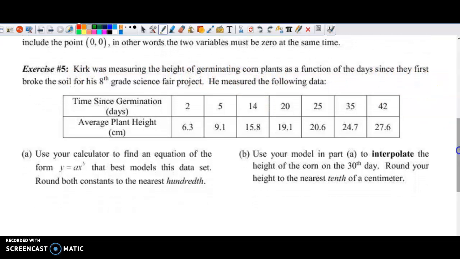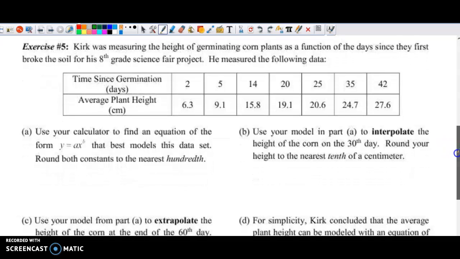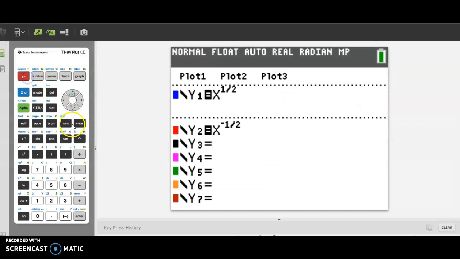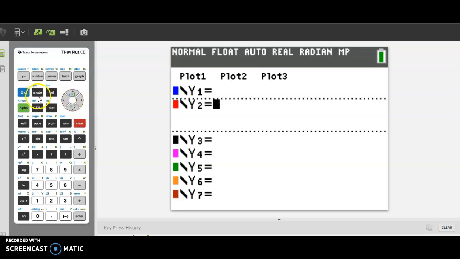So here's the data. After 2 days, it was 6.3 centimeters high. After 42 days, it was 27.6. And so what we're going to do is just type this into our calculator. You may remember this from a previous lesson. So in my calculator, first of all, I want to clear out, just in case I need those again.